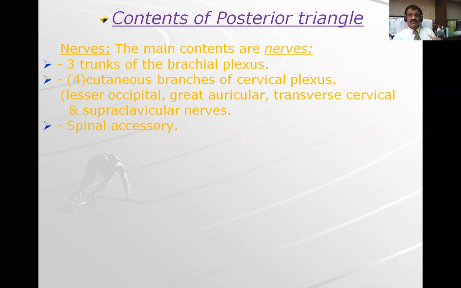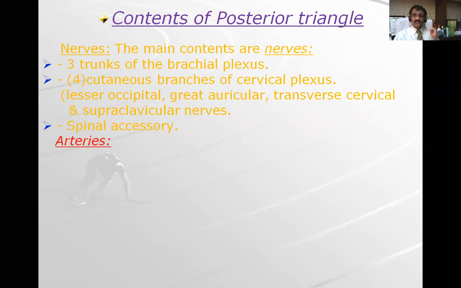Another content of the posterior triangle is the spinal accessory nerve. So the accessory nerve is the 11th cranial nerve, and it is in two parts, cranial part and spinal part. The spinal part of the accessory nerve is found in the posterior triangle of the neck.